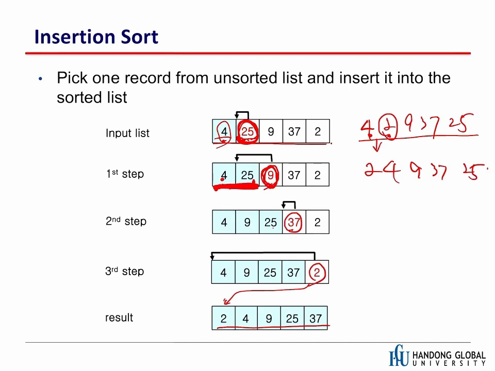So every time we put one element somewhere in this sublist, every time. So we put this 37 somewhere in this sublist, and then it will be sorted. Likewise, every time we pick one element from the unsorted list and put it in the sorted list. So that's it.